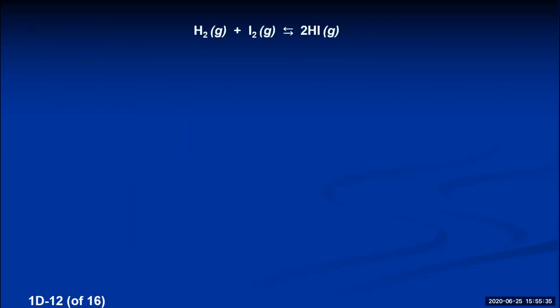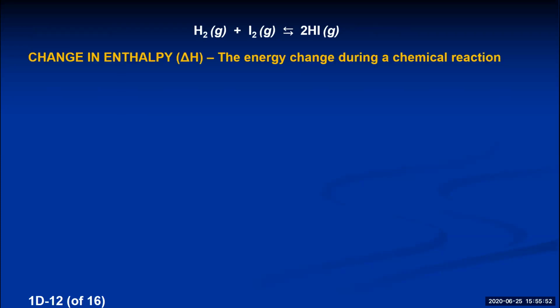Let's look at this equilibrium reaction. H2 plus I2 is in equilibrium with 2HI. Experimentally, we can use devices called calorimeters to determine how much heat is absorbed or gained in chemical reactions. Mathematically, that numerical value that's calculated is called the reaction's change in enthalpy, which is abbreviated delta H. This is the energy change during a chemical reaction. It can be experimentally calculated with calorimeters, and there are thermodynamic data tables that allow us to calculate it theoretically.